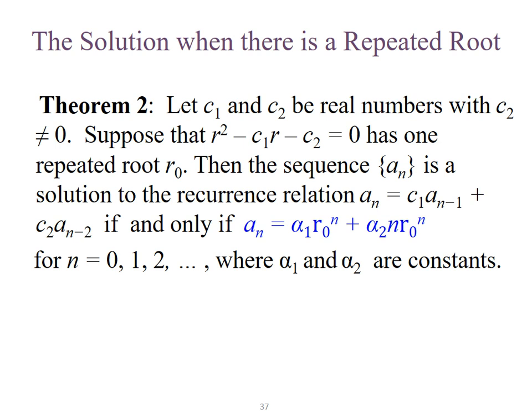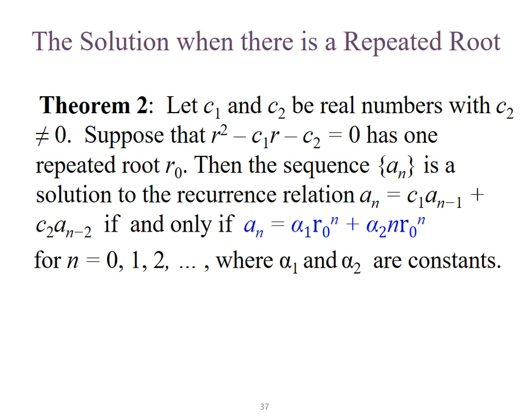Okay, if no question, then we will see another case. What happens when our solution has repeated roots? Because in theorem 1 we assumed two distinct roots, r1 and r2. What happens if we have repeated roots with only r0? Okay, next let's move to theorem 2.